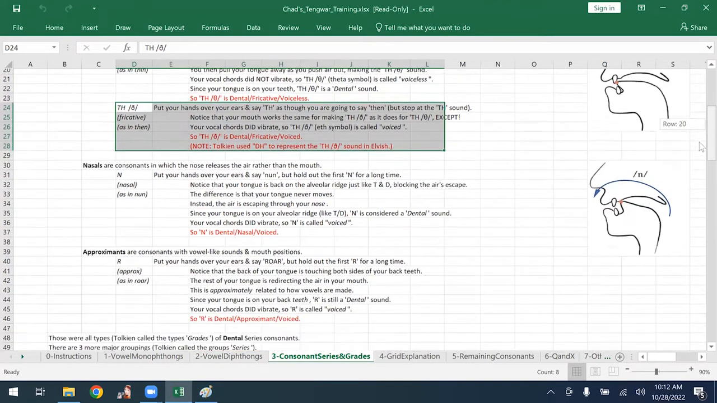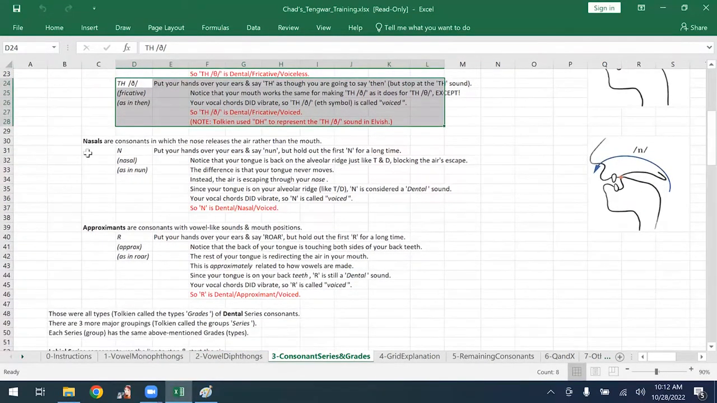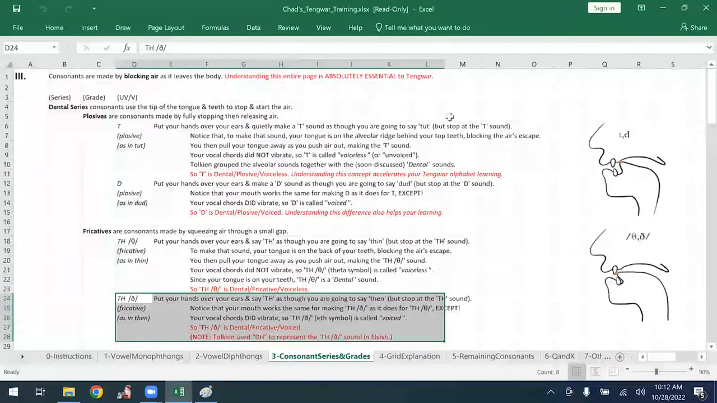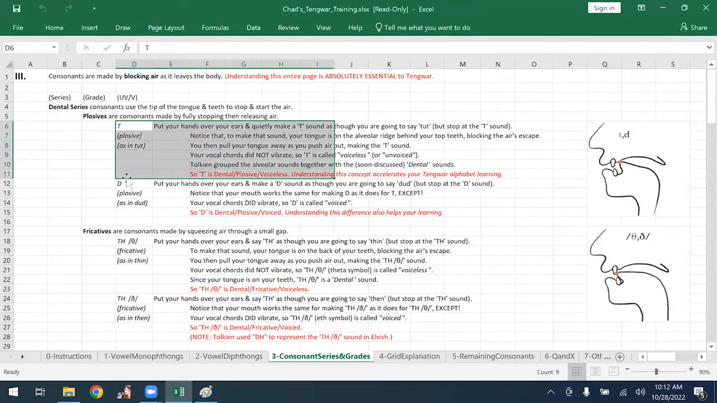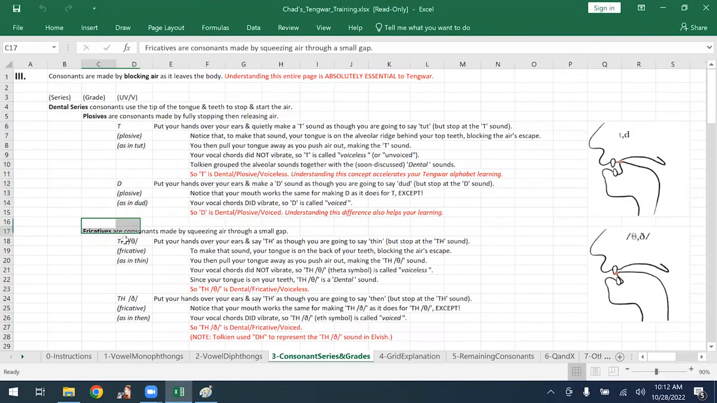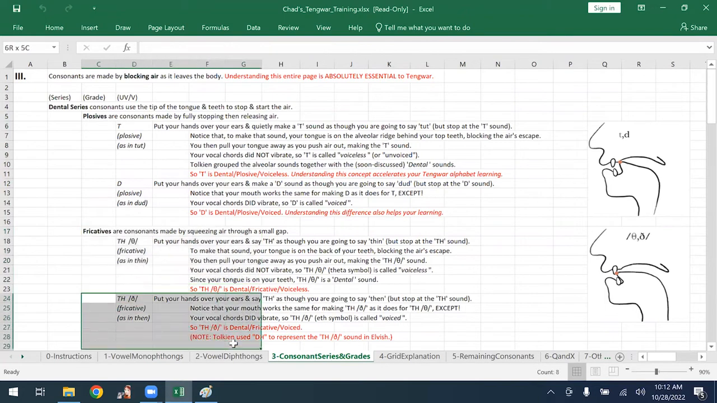Coming down, nasals and approximants. You don't even have to worry about whether they're voiced or not. They're all voiced. All nasals are voiced. All approximants are voiced. So first, a nasal. Basically, another thing I want to say: this was row 1, row 2, row 3, row 4.